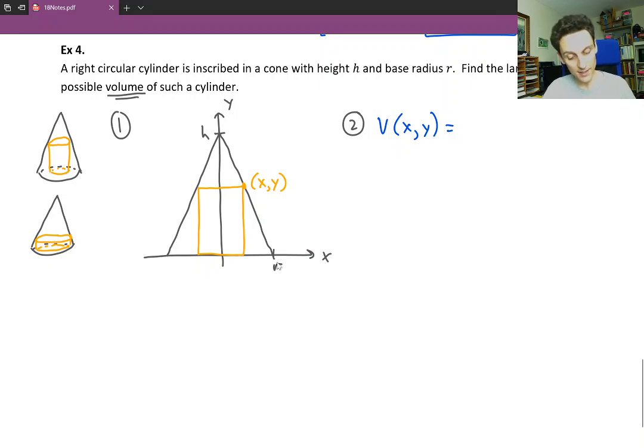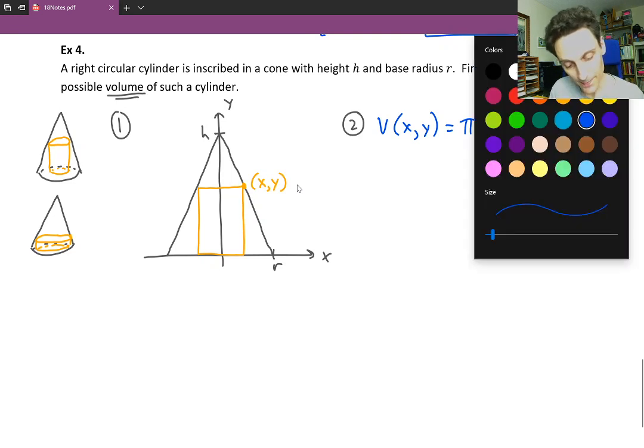So the radius is not actually r. R is the radius of the cone. We're interested in the radius of the cylinder because we want the volume of the cylinder. So we have pi times the radius of the cylinder squared. Radius we said was x. And then times the height, but the height of the cylinder, let me erase that. The height of the cylinder is given by y. So there's the volume of the cylinder in terms of two variables.